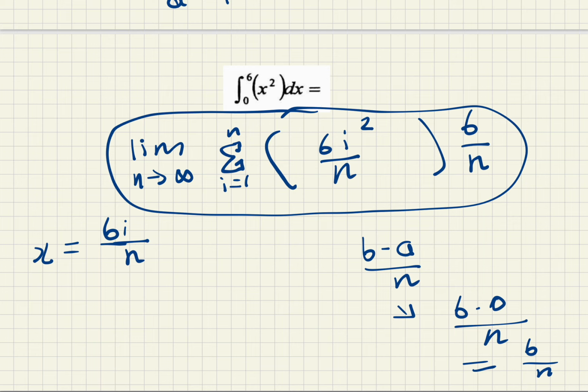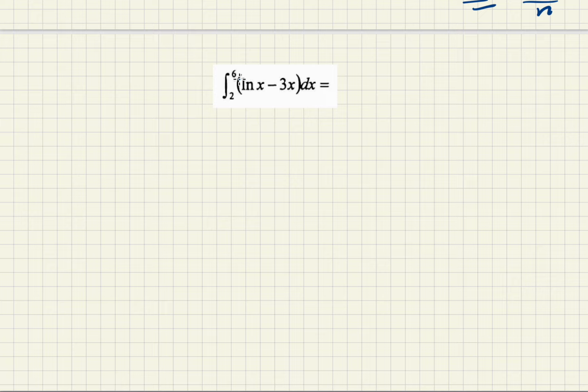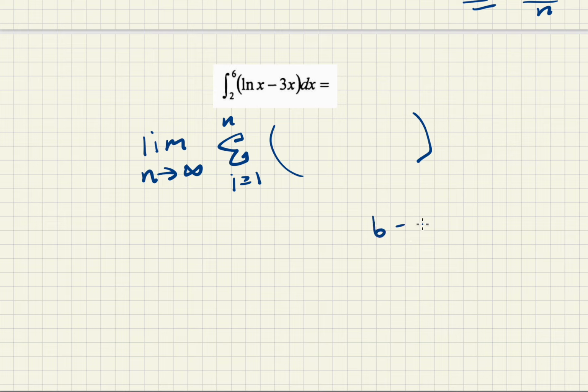And yeah, last question. Convert this definite integral to a limit. Again, write our basic outline. Limit as n goes to infinity, sigma, n. Find the height. First part, find the height. b minus a over n. 6 minus 2 over n. 4 over n is our height.